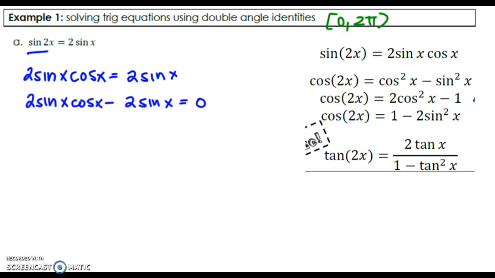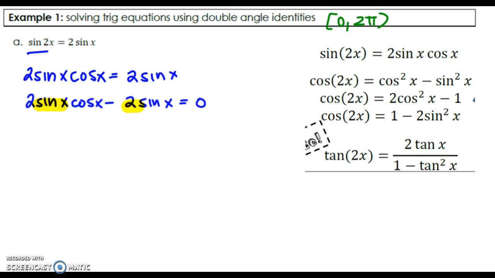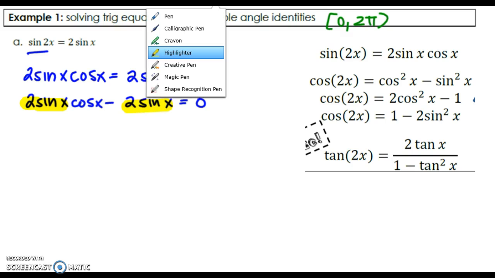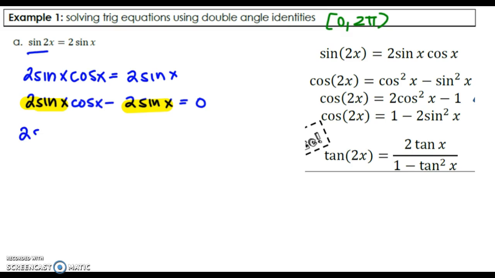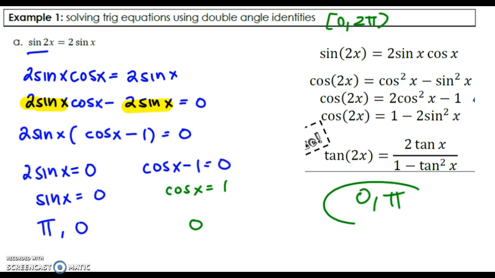From here, this is going to be a form of factoring, and we're going to try to factor out something they both have in common. They both have 2, and they both have sine of x. So 2 sine of x comes out. We're left with cosine of x minus 1 equals 0. So we're going to set both of those expressions equal to 0. So this is going to be sine of x equals 0, and that happens at pi and 0. And this is going to be cosine of x equals 1, and that happens just at 0. So our answer would be 0 and pi.